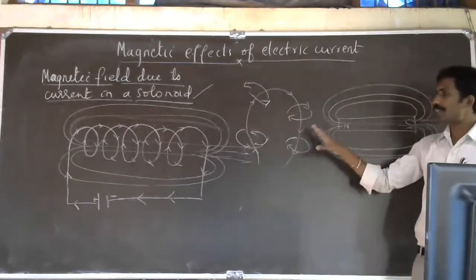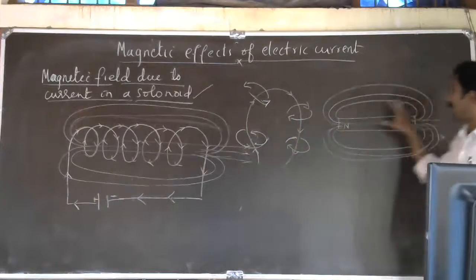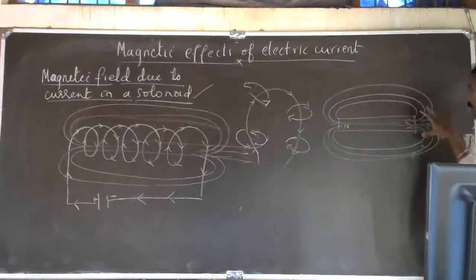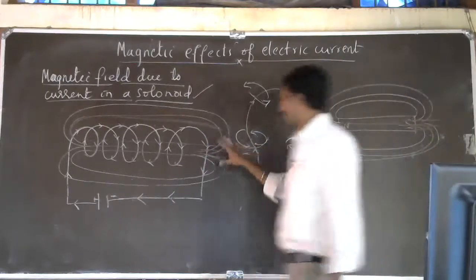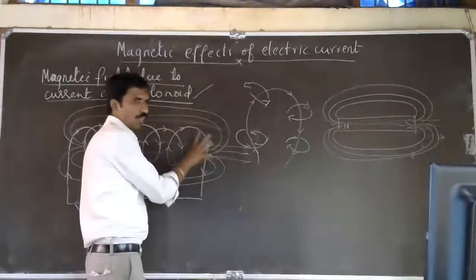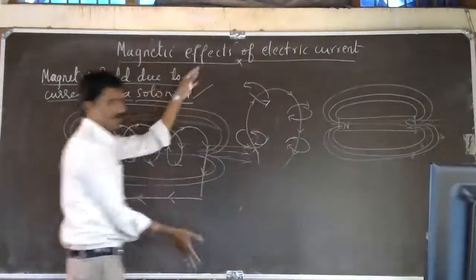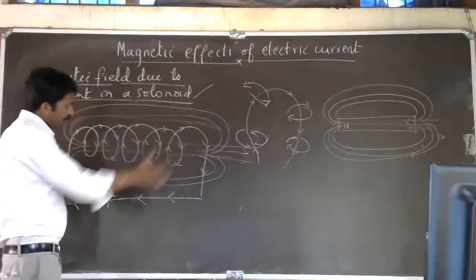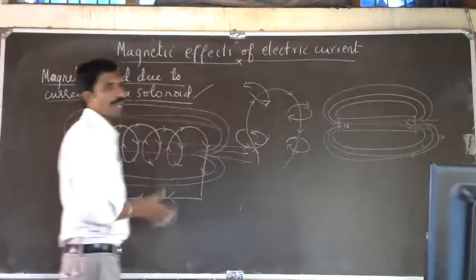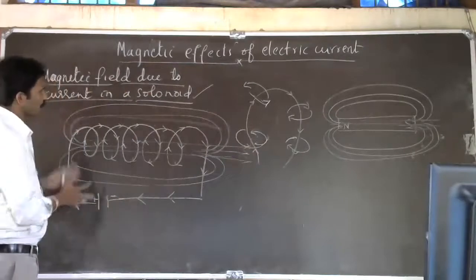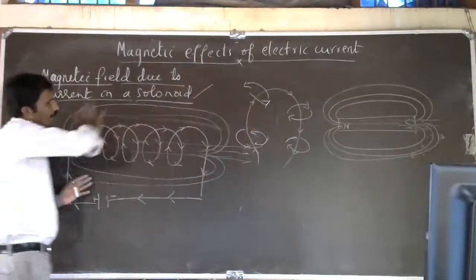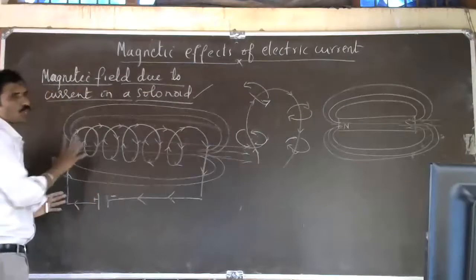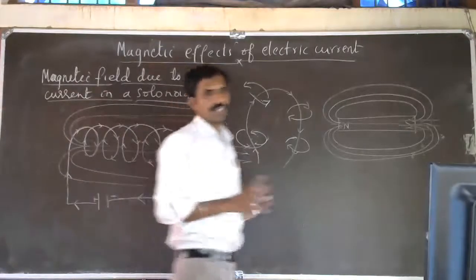But the difference is that in the poles of a bar magnet the magnetic lines are crowded, but in the case of the solenoid it is not so crowded because it spreads out. That's why the magnetic field lines look like those of a bar magnet only. Understood? This is how the magnetic field is produced in a solenoid. Understood?